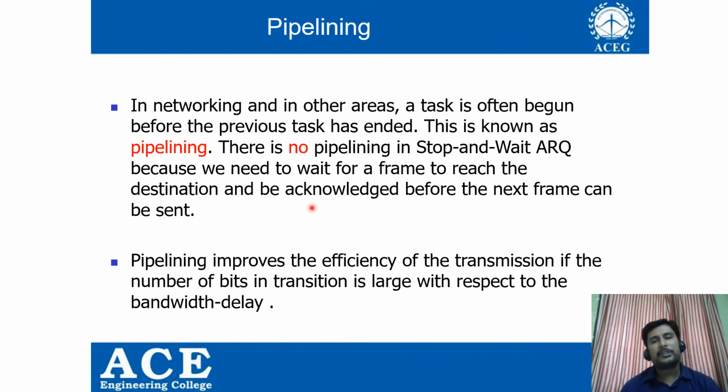So what happens if we implement pipelining in our mechanism is it will improve the efficiency of the transmission of the number of bits. It will be large with respect to the bandwidth delay. So if more than one user is trying to utilize the channel, it will be effectively utilized, and definitely you will find the efficiency of the channel will be much more. So that is the reason why we are going to prefer pipelining to be adopted in the transmission.